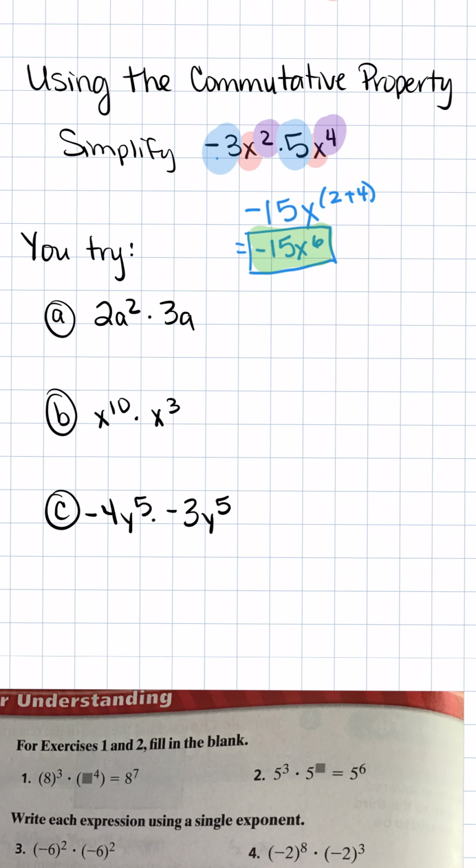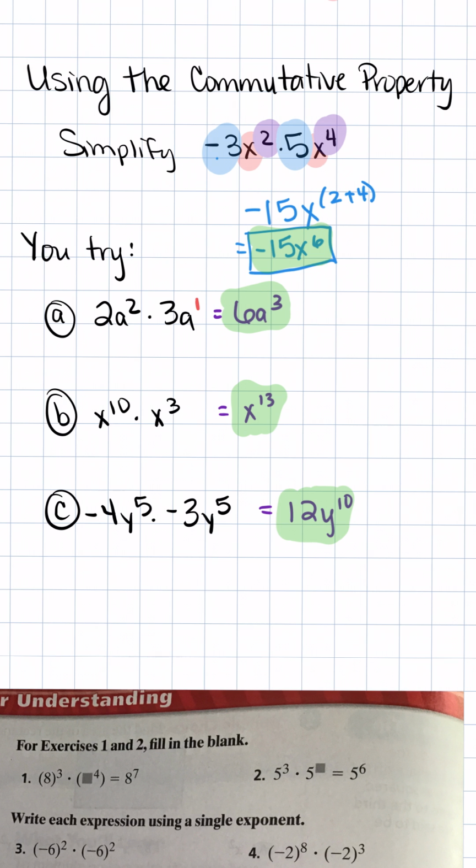Go ahead and try these next 3 on your own. Press pause. Come back to me when you're done. Okay, so you should have got 6a to the 3rd power, x to the 13th power, and 12y to the 10th power. Going back up to a, don't forget when you have the a without a number right beside it, it's like having a 1. So that's how we got the 3.